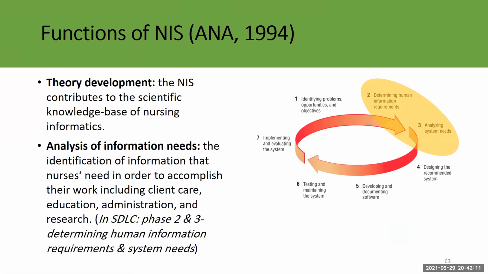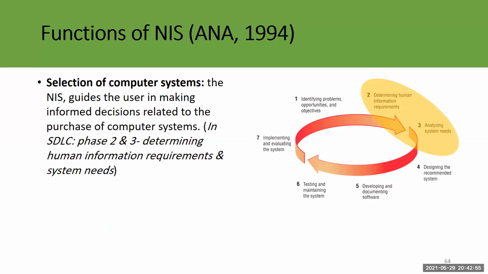If you think about these functions, you can see that they are in line with the responsibilities which I defined for a system analyst in this SDLC process. So here I have done a quick mapping between the functions of a nurse informatics specialist and a system analyst. For instance, the analysis of information needs defined by the ANA corresponds to phases 2 and 3 of the SDLC process, which is determining the human information requirements and analysis, also depicted in the figure with that highlighted.